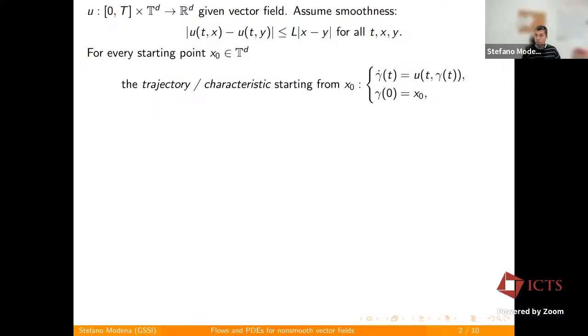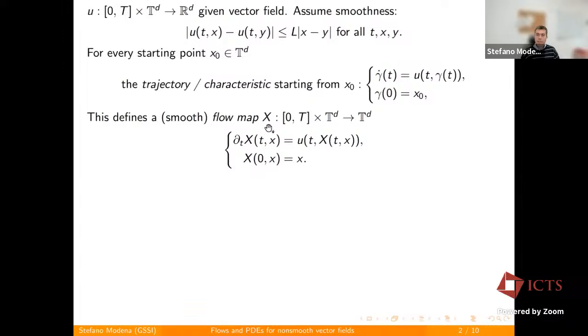Then, of course, you can repeat this procedure for every starting point x0. For every initial point, you build a characteristic, and this defines what is typically called the flow map. It is a function of time and space with values in space as well, where this capital X is nothing else than the solution to this ODE, in the sense that the second variable, the x, denotes the starting point of each characteristic. So as a function of time, this map capital X is the solution to this ODE starting at time zero in the point x.